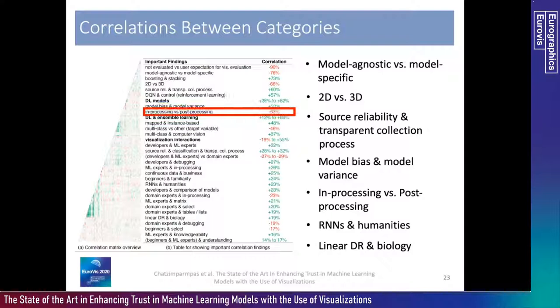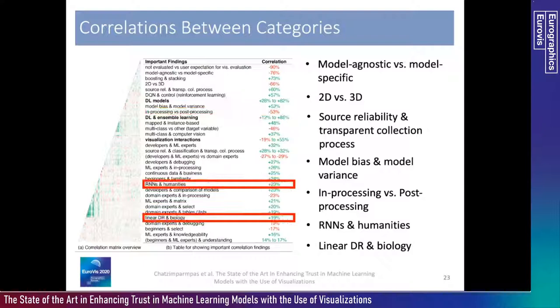Techniques that focus on data exploration, explanation, and manipulation related to the in-processing phases of a machine learning pipeline are very different compared to systems that monitor the results in the post-processing phase of a machine learning model. With regard to domains, recurrent neural networks are commonly used for humanities and dimensionality reduction for biology problems.